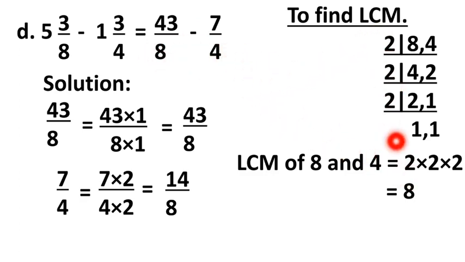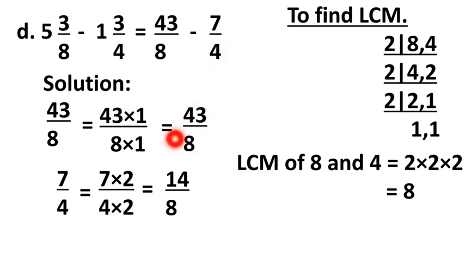Without finding the LCM, we can find it directly. See here, in the denominator we have 8 and 4. This 8 can be divided by 4. So which is the greatest value here? 8 is the greatest value, that is the LCM. The LCM of 4 and 8 is equal to 8. Then take and write the solution. 43 divided by 8. We already have the LCM 8 in the denominator, so what you multiply by 1 gives the same answer 8. So 43 into 1 divided by 8 into 1 is equal to 43 by 8.